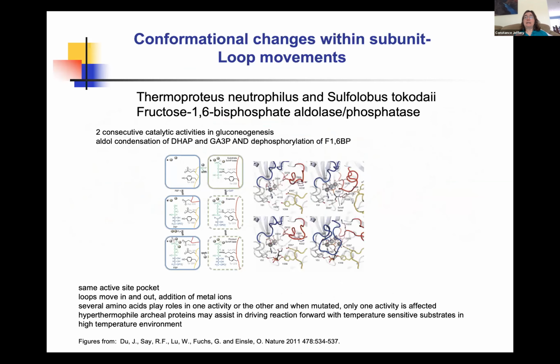We also see proteins that have a little bit more of a change in shape, but still not an overall change in the tertiary or quaternary structure. An example of this is fructose-1,6-bisphosphate aldolase/phosphatase from some hyperthermophiles. This enzyme catalyzes two consecutive activities in gluconeogenesis. And the main change as it does these two different things are just some loops in the active site pocket. So both of these catalytic activities happen in the same pocket.